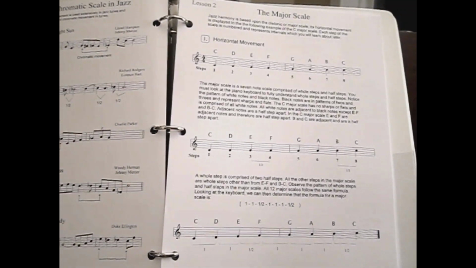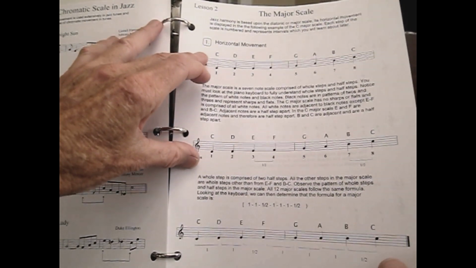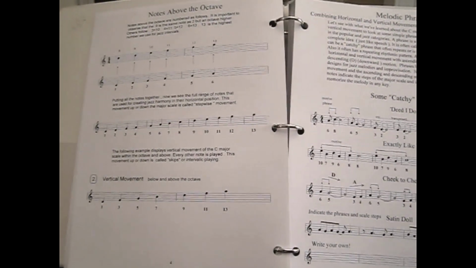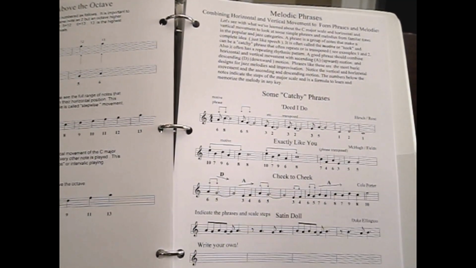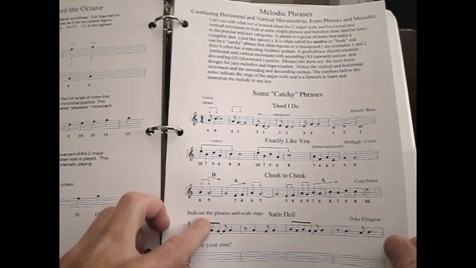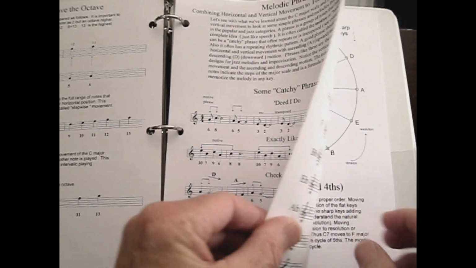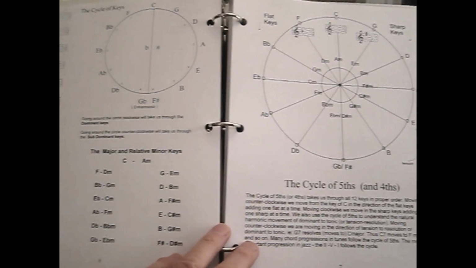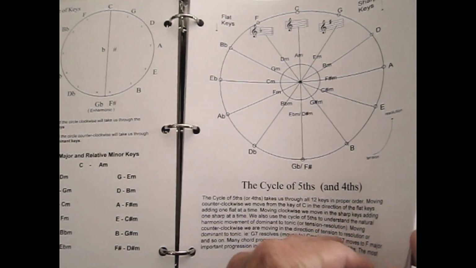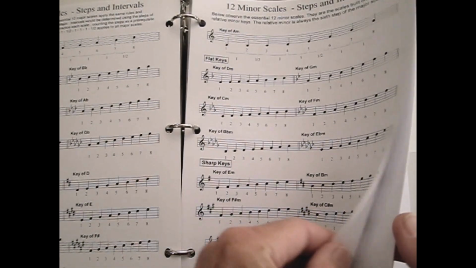And then we go to the major scale, or the diatonic scale, which we start out in C, and we show you two aspects of it, the horizontal aspect and the vertical aspect. And then we talk about the notes above the octave, and then melodic phrases. This applies the scale to actual tunes and what their formula is in terms of the intervals and the melodic intervals. Then we go right into the cycle of fifths, one of the most important things you need to learn about harmony and how chord progressions work through the cycle of fifths. And then we get into the major scales and the minor scales. You have them all laid out for you.